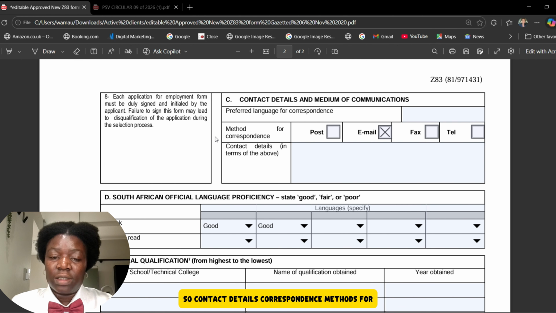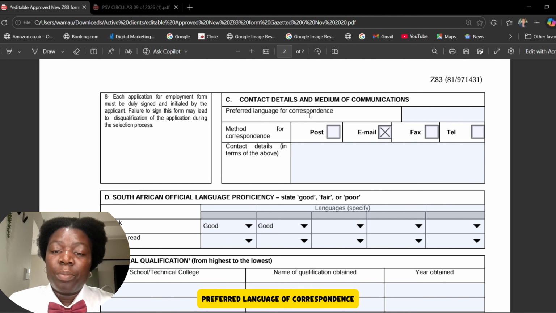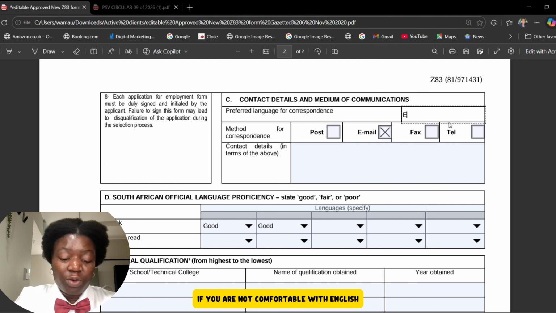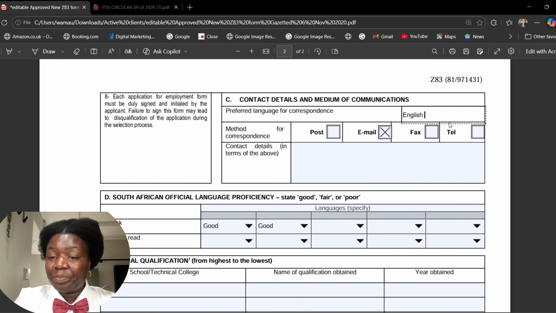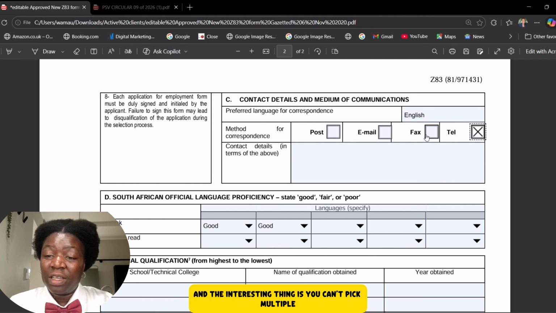So contact details, correspondence methods. So here, this is contact details and medium of communications. Preferred language of correspondence. Write the language that you are comfortable with, guys, because sometimes if you are not comfortable with English, you can write your mother tongue. Method for correspondence, what do you prefer? I personally prefer an email, right? And the interesting thing is you can't pick multiple, so you can pick one.